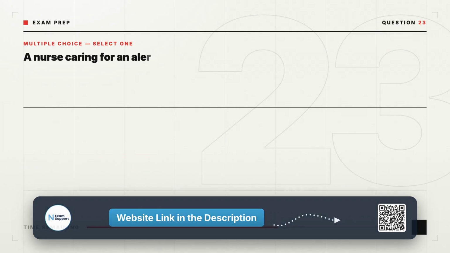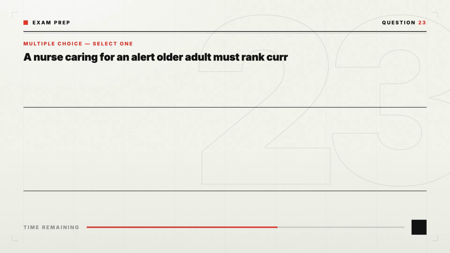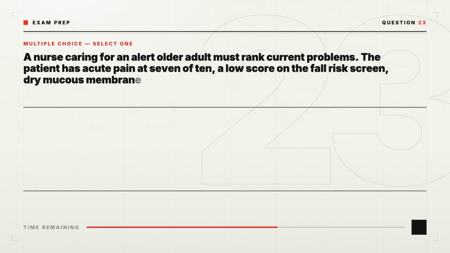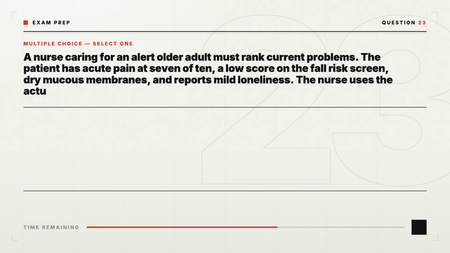Question 23. A nurse caring for an alert older adult must rank current problems. The patient has acute pain at 7 of 10, a low score on the full risk screen, dry mucous membranes, and reports mild loneliness. The nurse uses the actual versus risk and ABC frameworks to prioritize.